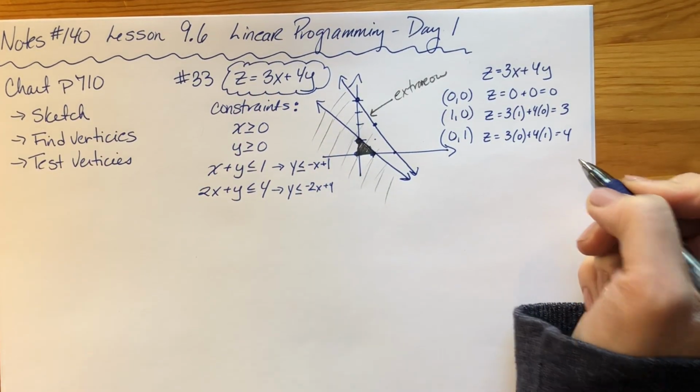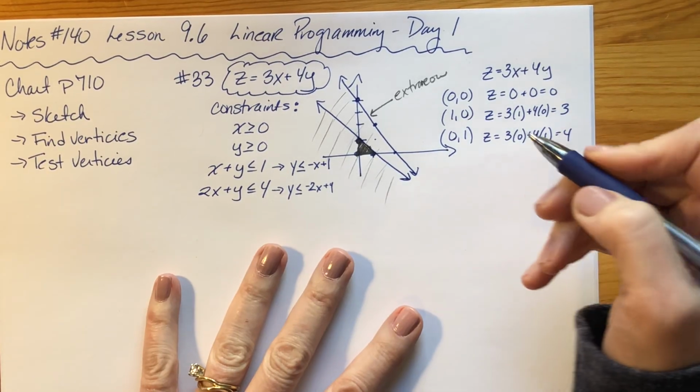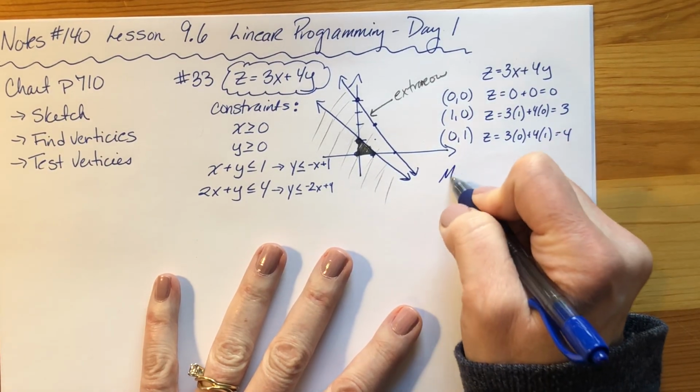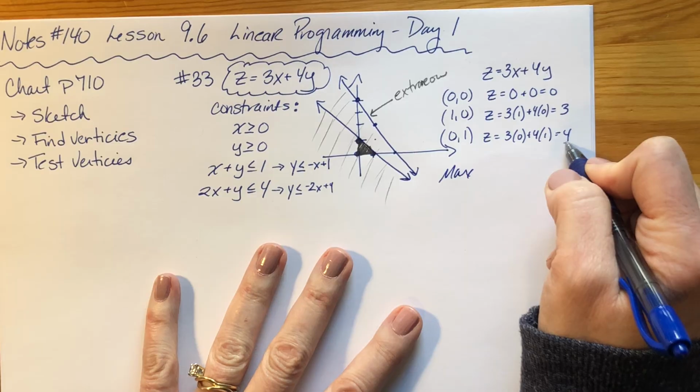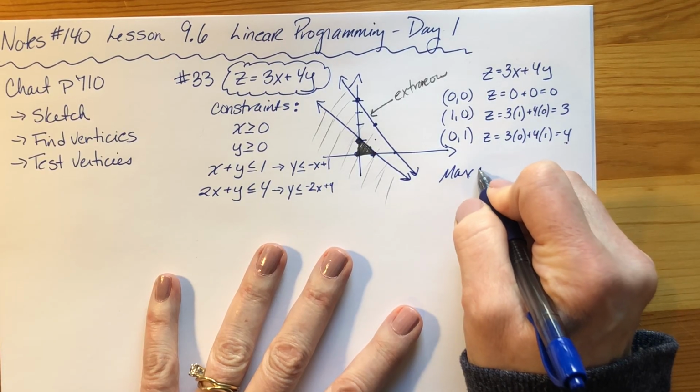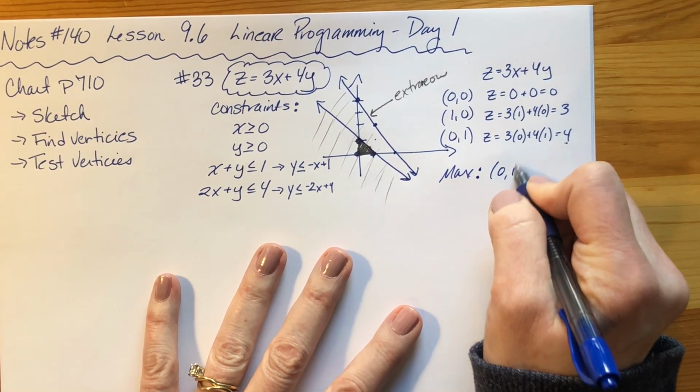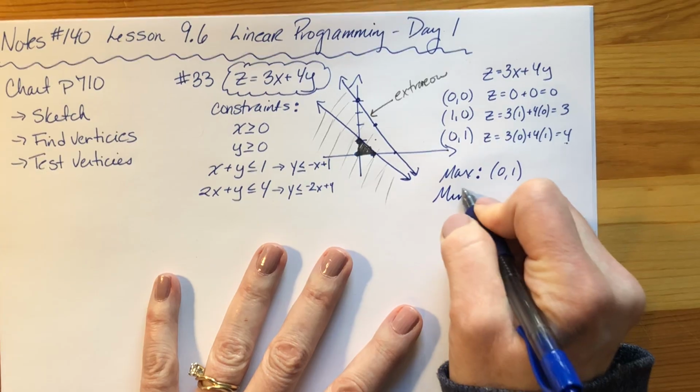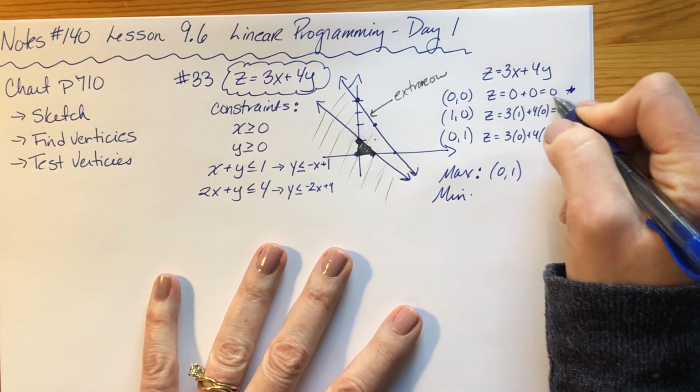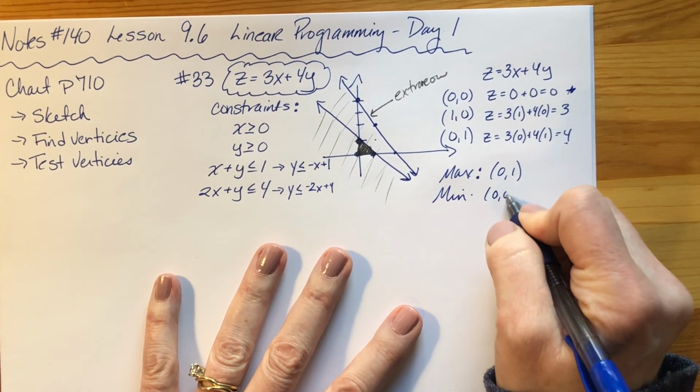So they want to know what our maximum value and our minimum value are. My maximum value is this value of 4. So the maximum is going to be at the ordered pair 0, 1. And my minimum value is right here at 0, and that's going to be at 0, 0.